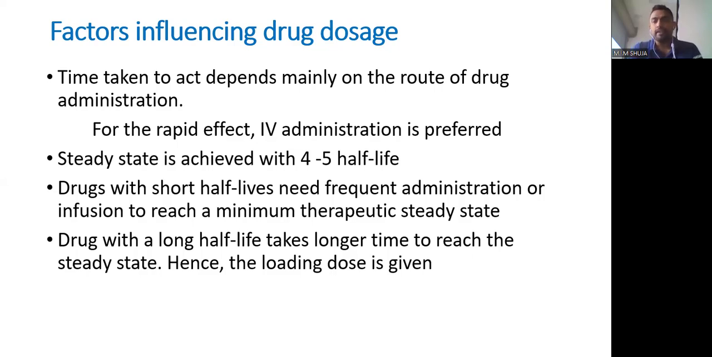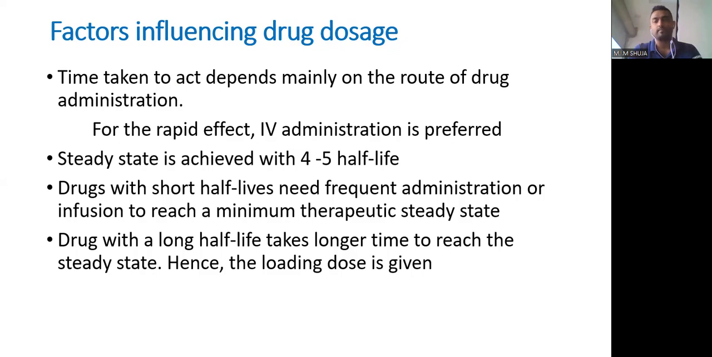The time taken to act depends mainly on the route of the drug. If you want to act quickly, you have to give IV. If you give oral, it will take time to come after absorption and distribution. Usually steady state is achieved within 4 to 5 half-lives. But if you need the steady state to be achieved quickly, you have to give a loading dose.